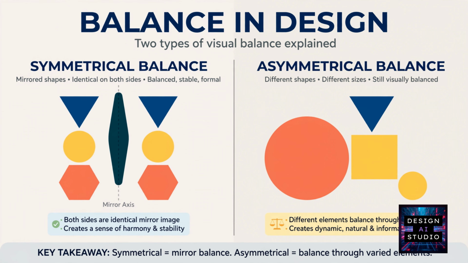Balance is about distributing visual weight in your design. There are two main types. Symmetrical balance, where both sides are evenly matched. Asymmetrical balance, where different elements still feel visually equal. For example, a large image on one side can be balanced by smaller text elements on the other.